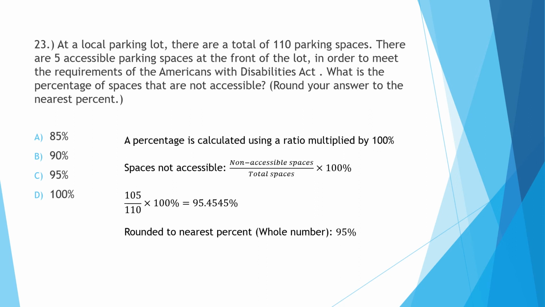A percentage in this case is just going to be a ratio of the non-accessible spaces to the total amount of spaces, and then multiplied by 100% to turn it into a percentage. We know 5 of our spaces are accessible, so 105 of them are not. 105 out of 110 multiplied by 100% is going to give us 95.4545%. Rounding this to the nearest percent, the 4 will not affect the 5, so we will just drop our decimal portion and call that 95%.